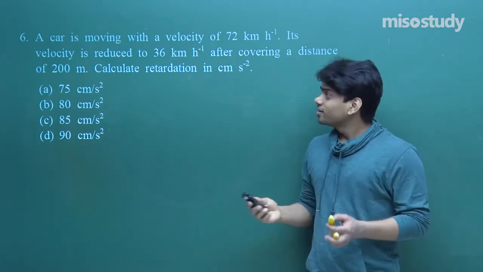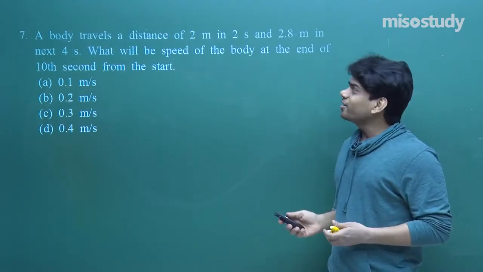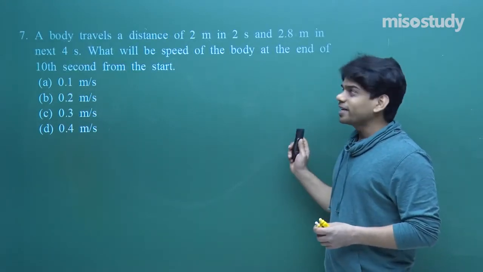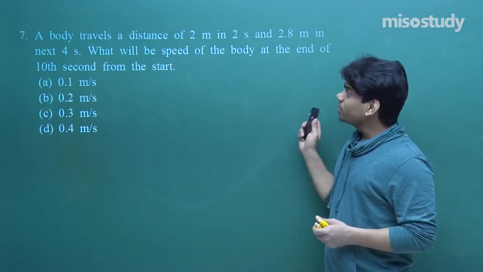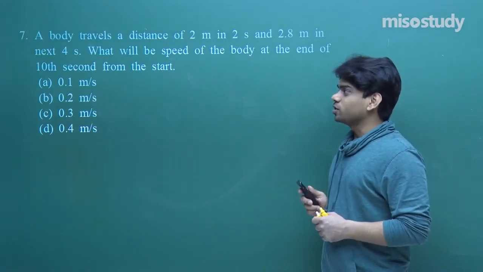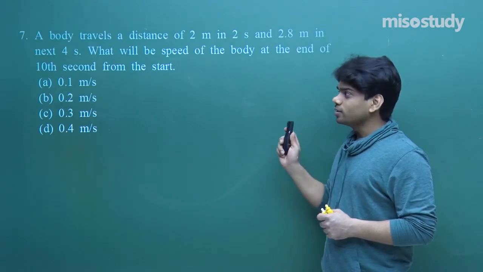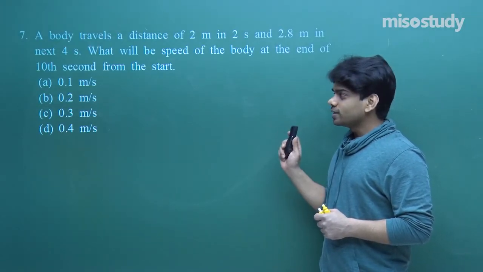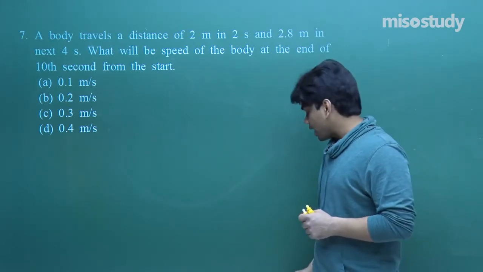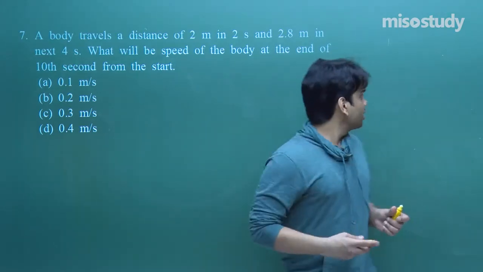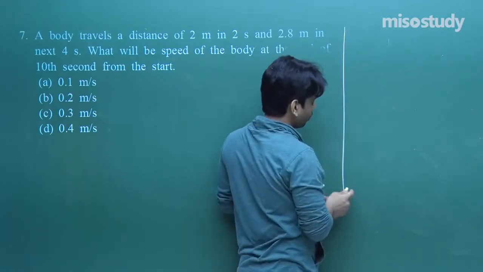We have question number 7. A body travels a distance of 2 meter in 2 seconds and 2.8 meter in next 4 seconds. What will be speed of the body at the end of 10 seconds from the start? A 0.1, B 0.2, C 0.3, D 0.4. Let us check what motion is actually being shown here. See here how the body would be actually moving.